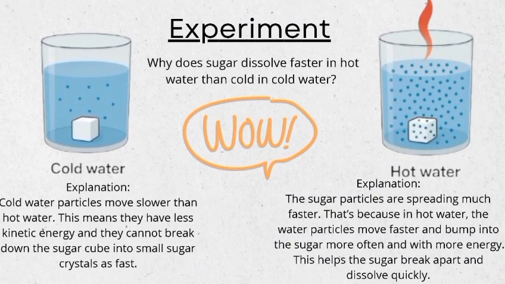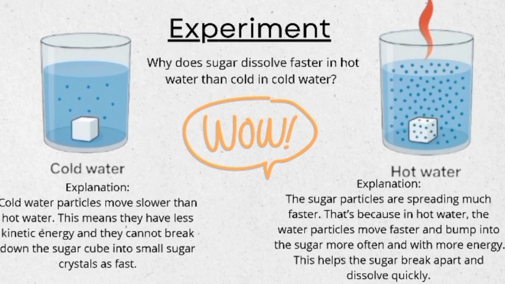Why does sugar dissolve faster in hot water than in cold water? First, let's look at the cold water. Cold water particles move slower than hot water particles. This means they have less kinetic energy and they cannot break down the sugar cube into small sugar crystals as fast as hot water. Next, as for the hot water, the sugar particles are spreading much faster. That's because in hot water, the water particles move faster and bump into the sugar more often and with more energy. This helps the sugar break apart and dissolve quickly.